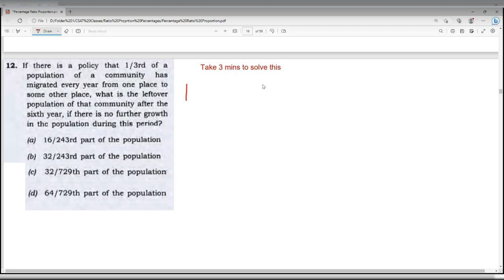So let P be the population of the community. After 1 year, they're saying that 1/3 are leaving. So the remaining would be 2/3 of P.